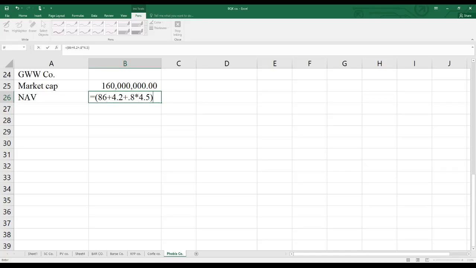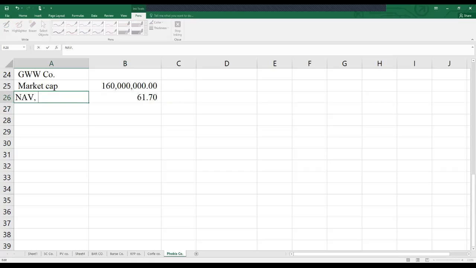Total therefore equals 86 plus 4.2 plus 80% of 4.5, minus the company total liability. No, 99.3 is not the total liability. The company total liability is equal to 25 million minus current liability 10.1 million, and therefore 61 million. This value is in millions. Therefore, the company value using the NAV method is total assets minus total liabilities.